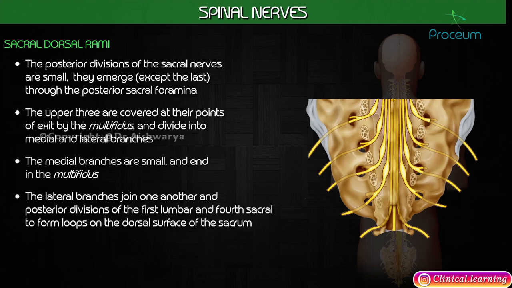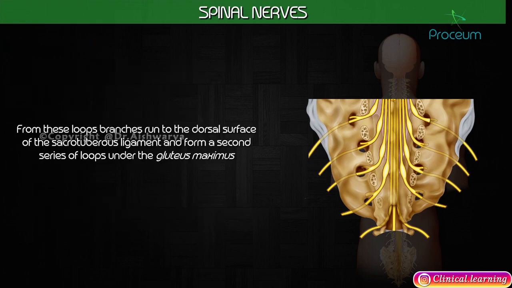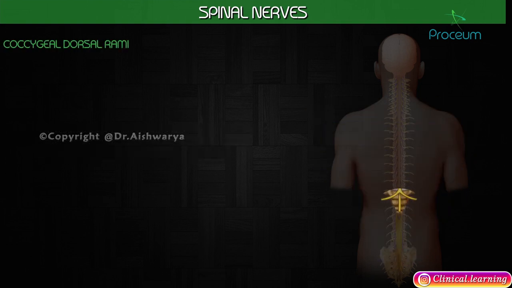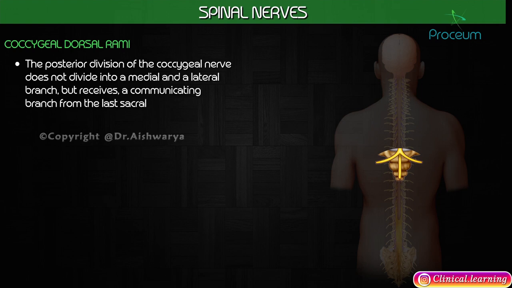And the lateral branches of the posterior divisions of the first three sacral nerves join those of the fourth sacral to form loops on the dorsal surface of the sacrum. From these loops, branches run to the dorsal surface of the sacrotuberous ligament and form a second series of loops under the gluteus maximus. And next is about the coccygeal nerve. The posterior division of the coccygeal nerve does not divide into medial as well as lateral branch, but receives a communicating branch from the last sacral. It is distributed to the skin over the back of the coccyx.